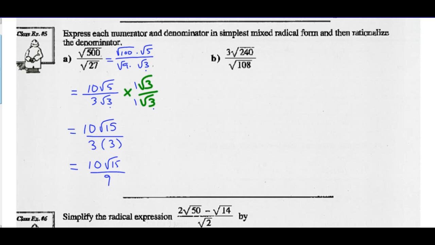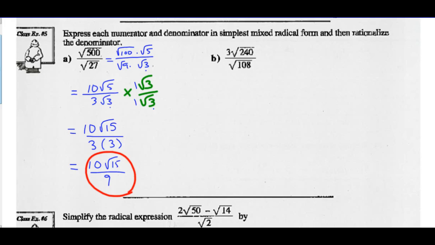Now some of us want to simplify the 9 and the 15. However, root 15 cannot be simplified by the whole number 9 because they're not both radicals. And the whole number 10 and the whole number 9 do not have anything in common. There is no common factor between 10 and 9 other than 1. So that's our answer in simplest mixed radical form. Without a denominator, that's a radical. So we've rationalized it. All right.